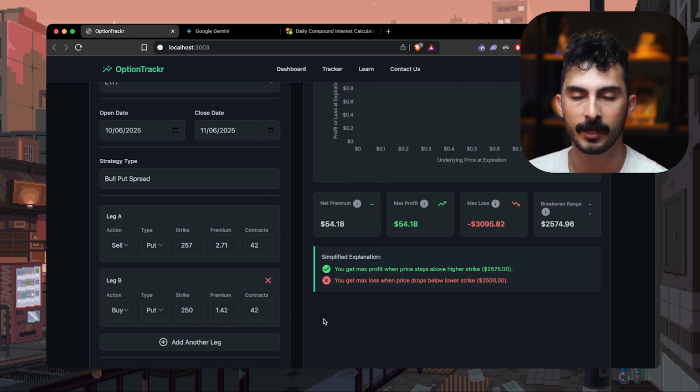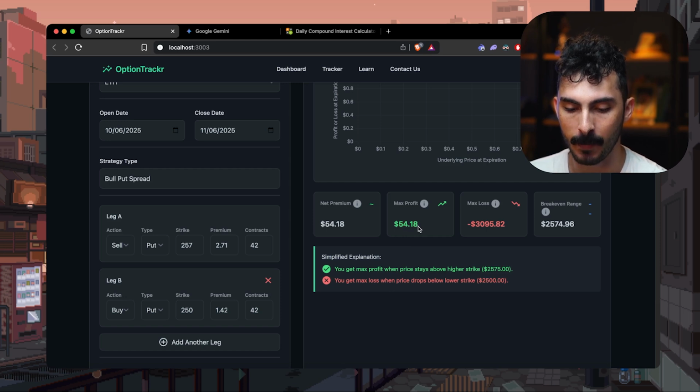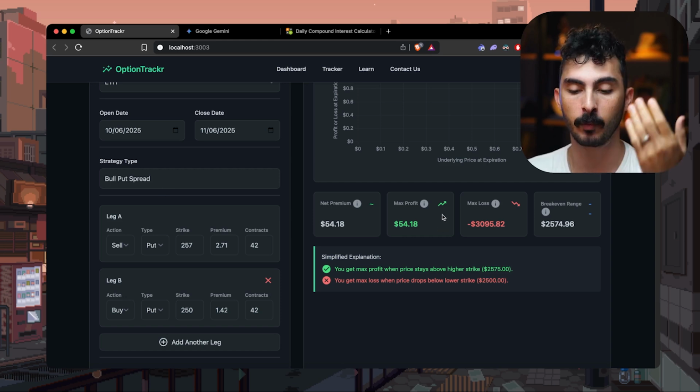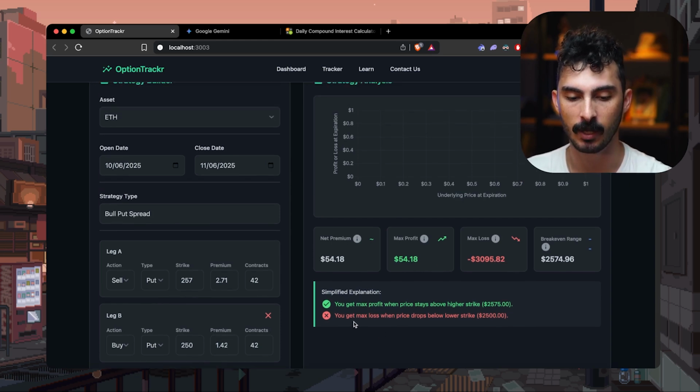All right, so now we got the right numbers. We can see that 54.18, this is how much I'm gonna make out of this, which is also the net premium. Again, we have net premium and max profit matching because we are with credit spreads. But if we were with debit spreads, it would be a whole lot different.